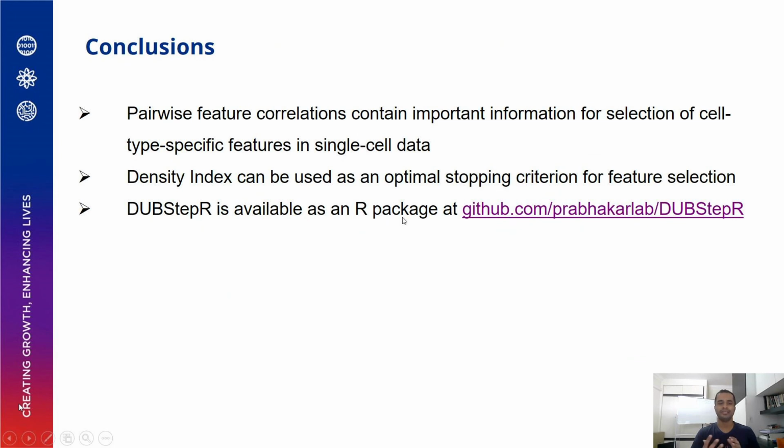To conclude, pairwise feature correlations contain important information, and DUBStepR leverages that to perform feature selection for single-cell data. We propose density index as an optimal stopping criterion for feature selection, and DUBStepR is available at this URL on GitHub.